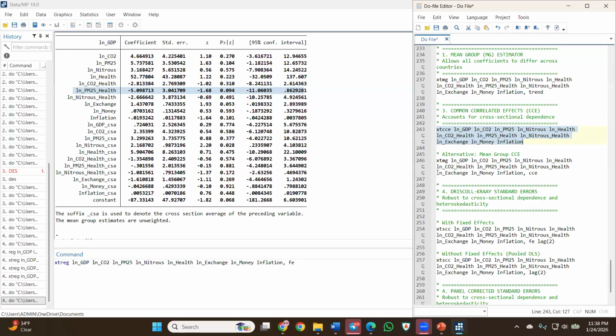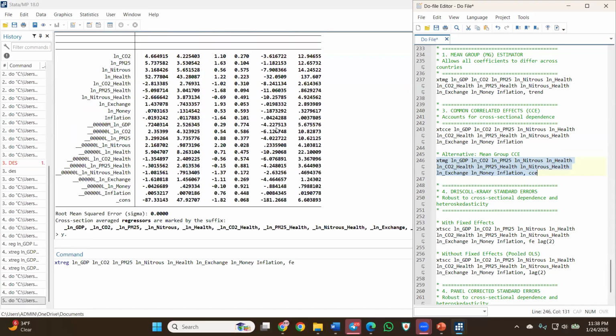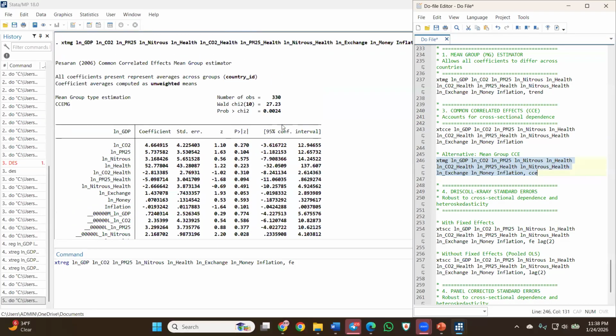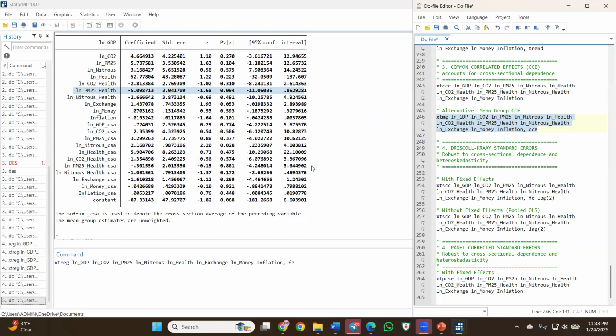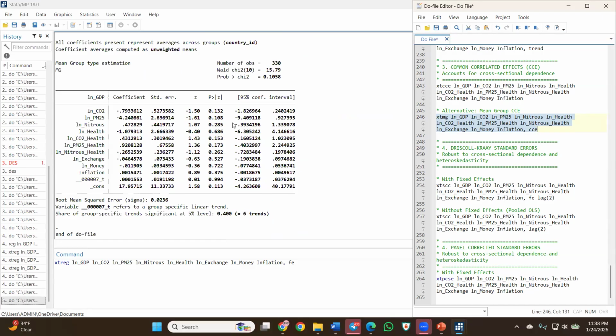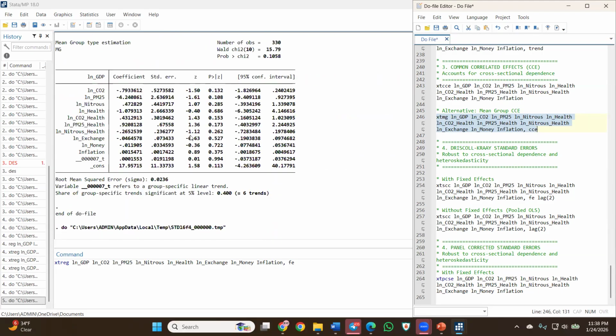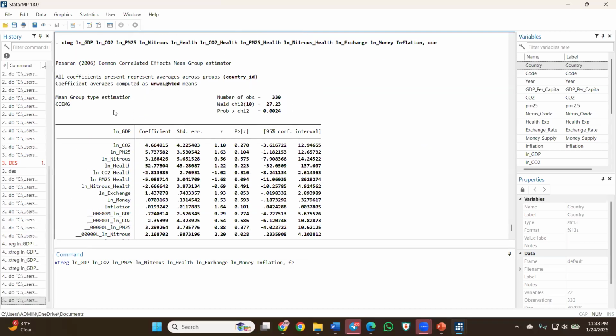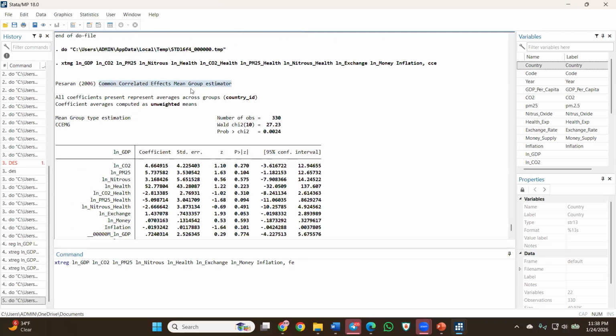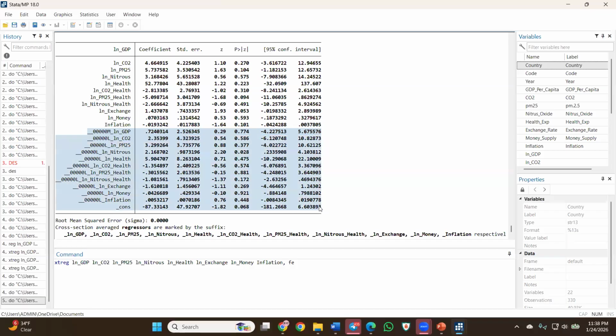I'll show you another way to run them, and we will see if there will be a change in the results. So the mean group CCE, this one too is a common correlated effect estimator. So these are all the models I'm running. It goes with the same interpretation as this one, just that this one accounts for the cross-sectional nature of the variables. This one is the common correlated effect mean group estimator. That one too is here.